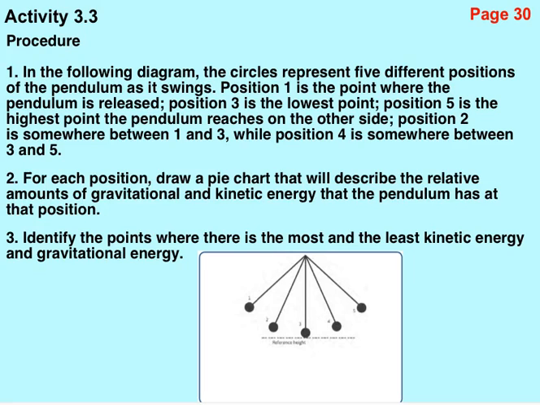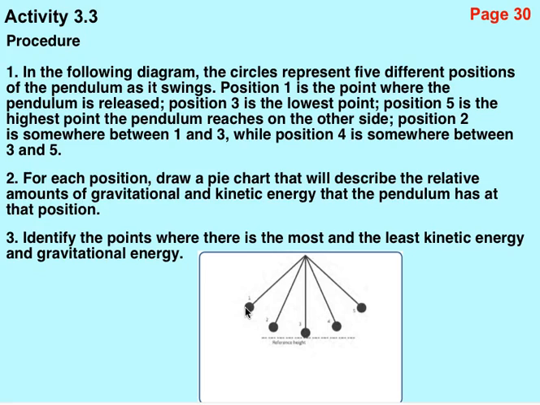In the following diagram, the circles represent 5 different positions of the pendulum as it's swinging. Position 1, which you can see right here where the cursor is, is the point where the pendulum is released. Position 3 is the lowest point. Position 5 is the highest point the pendulum reaches on the other side. Position 2 is somewhere between 1 and 3, while position 4 is somewhere between 3 and 5.